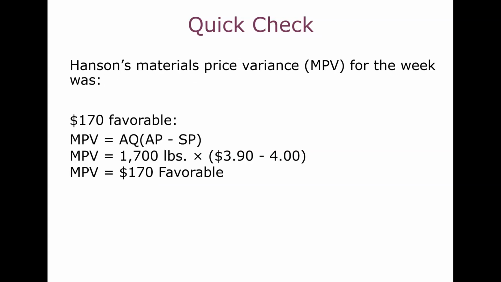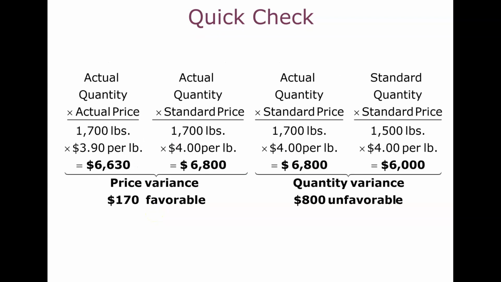Okay, let's look at the price. The actual price was $3.90. The standard price was $4. So there's a 10 cents difference in their favor. Multiply by how many pounds they actually did use, and they're $170 favorable because they saved 10 cents. Their price variance is favorable, but yet the quantity variance is unfavorable.